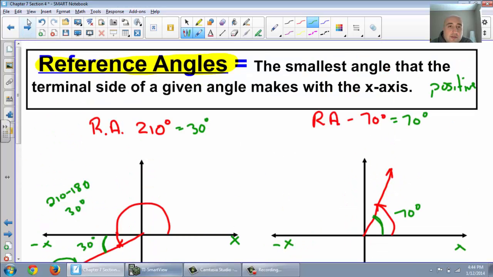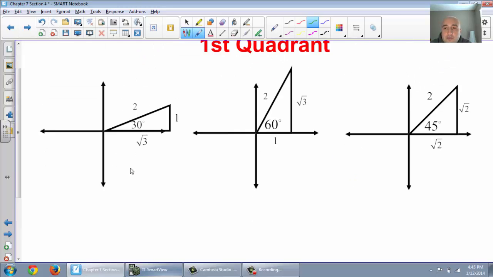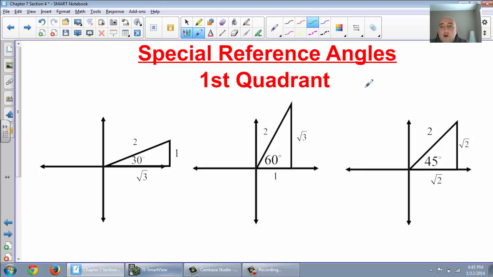Okay, so we need to be able to find reference angles. Now, here are the 3 important reference angles that we need to know. Okay, we need to know 30 degree reference angles, 60, and 45. And these are the measures of the triangles for all 30, 60, 45 triangles. Okay. So, and we'll do more of these later, okay? But for right now, they're on your note sheet, and we'll come back to them. But notice though that these are all in the first quadrant. Okay, our angles are not always going to be in the first quadrant, but the triangles are, and I'll show you how to maneuver these when we do some examples.